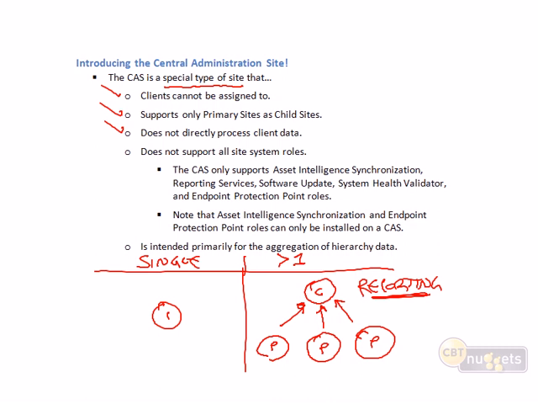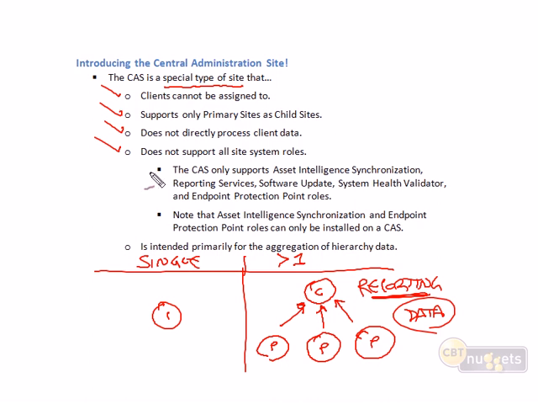In the same vein, you can have one location where you can send all of the package contents down to down-level sites. So it really truly is a central site in the sense that it is the collection of all that data. A CAS cares about data, and that's pretty much it. So that's why you don't want clients directly talking to it, and why it does not directly process client data. In fact, as you see here, the CAS does not support all the site system roles. It only supports asset intelligence, reporting, software updates, WSUS, the system health validator, which is a role that we haven't talked about but deals with network access protection, and the endpoint protection point roles.